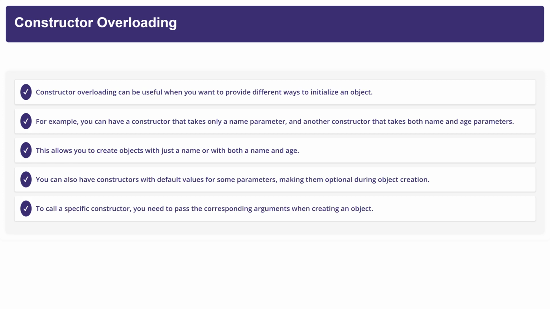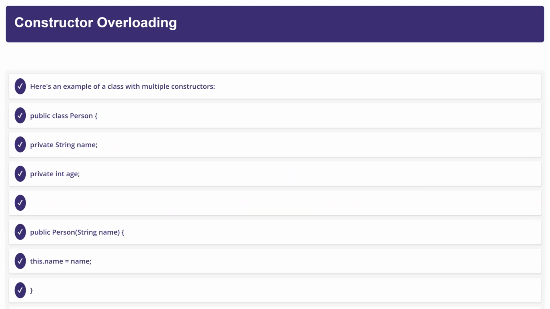You can have constructors with different combinations of parameters, allowing you to create objects with different initial states. By having default values for some parameters, you can also make them optional during object creation. Let's take a look at an example.